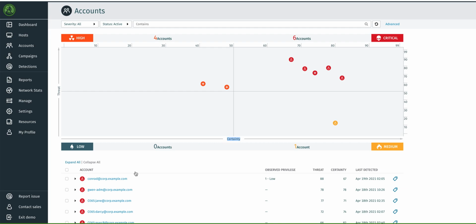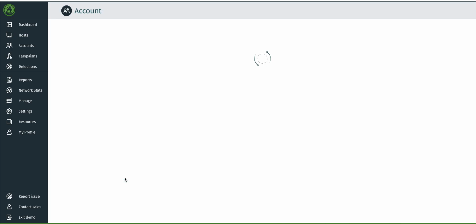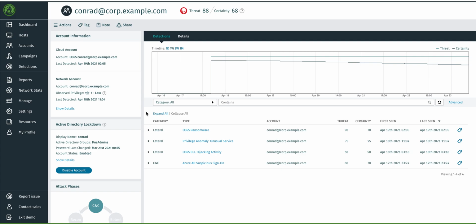Let's investigate this account that has been marked as critical and understand why it has been flagged as a high priority risk. The Vectra Detect product tracks ransomware on the network that spans from the enterprise network to the cloud. And here you notice that the AI-driven algorithms automatically map the cloud account to the network account here.